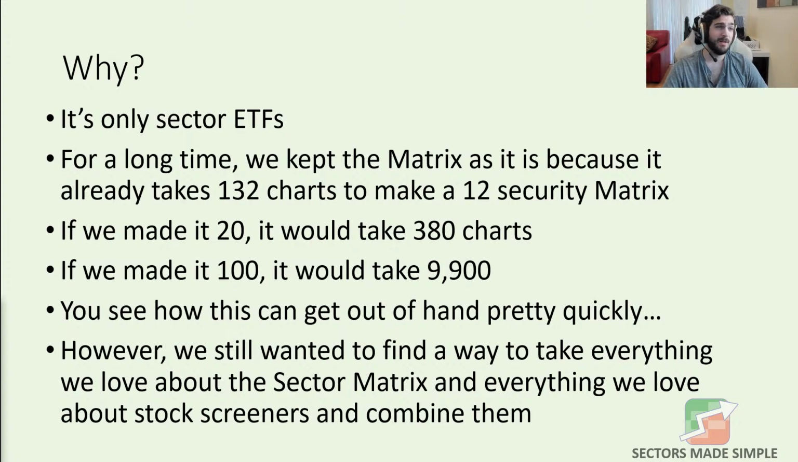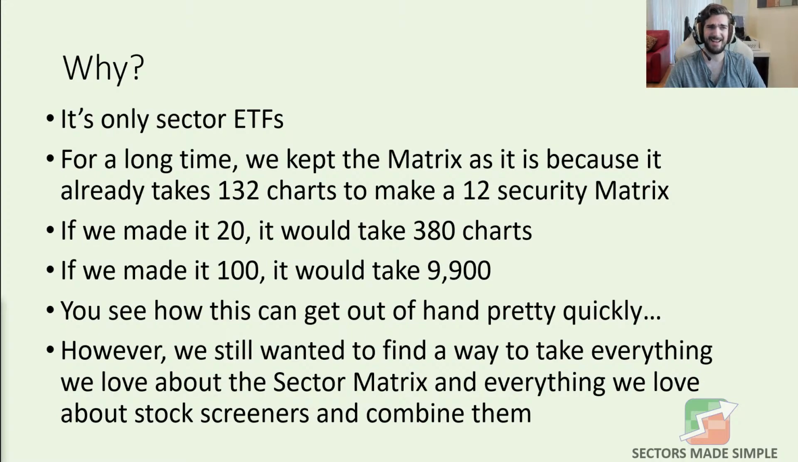Okay, let's now go a little bit more of an extreme example. 100 companies, 100 squared, 10,000, minus 100, 9,900 charts. So while we increased from 12 to 100, less than 10x, our charts have gone up significantly more than that. We're now at almost 10,000 charts to make a single matrix.